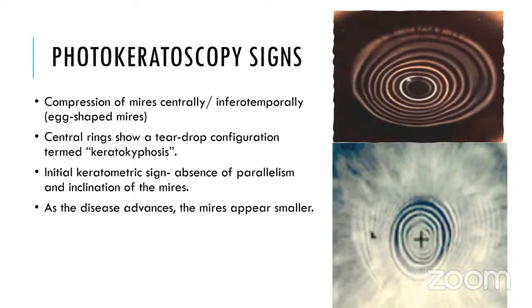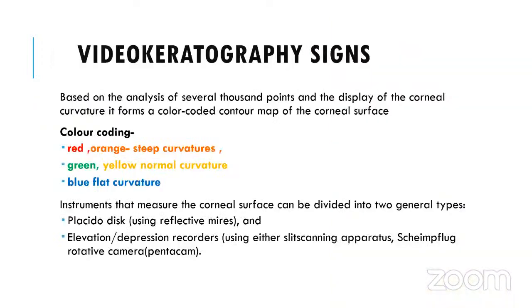Initially, keratometric signs show absence of parallelism and inclination of the mires. As the disease advances, the mires appear smaller. Then video keratography signs: it is based on the analysis of several thousand points and display of the corneal curvature, forming a color-coded contour map on the corneal surface. The color coding is as follows. Red and orange indicate steep curvatures. Green and yellow indicate normal curvature, and blue indicates flat curvature.